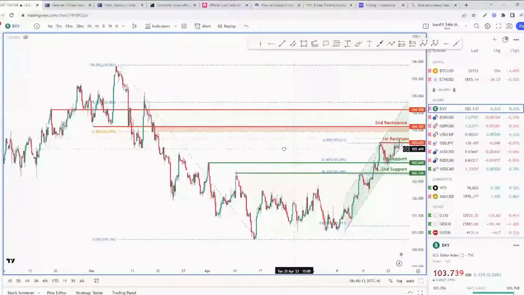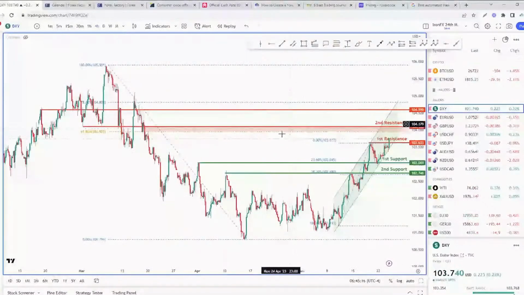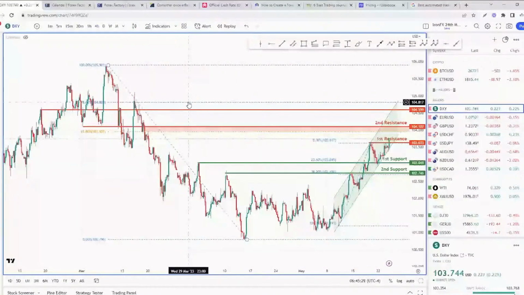So very likely now, if price were to break through the second resistance and move higher, the next area of resistance would be between 104.60 and the region where the 78.6% retracement level is. So between 104.60 and 104.80. Okay.